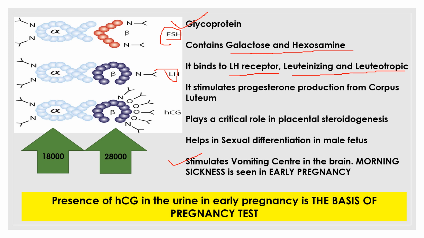Now, the HCG level will be raised from the 6th day after fertilization, and the presence of HCG in the maternal urine is the basis of the pregnancy test. We all know that many test kits are available. If you give a few drops of urine into the test kit, it will tell you whether the mother is pregnant or not. The presence of HCG in the urine is the basis of the pregnancy test. How? That we are going to see now.